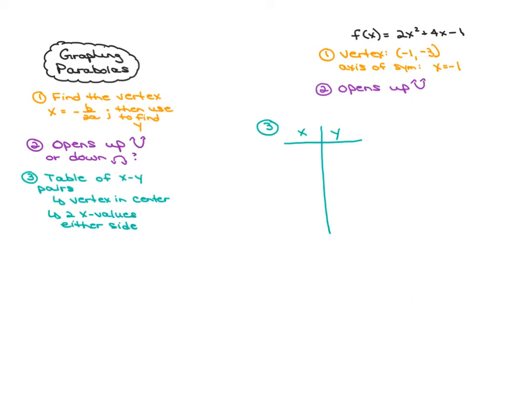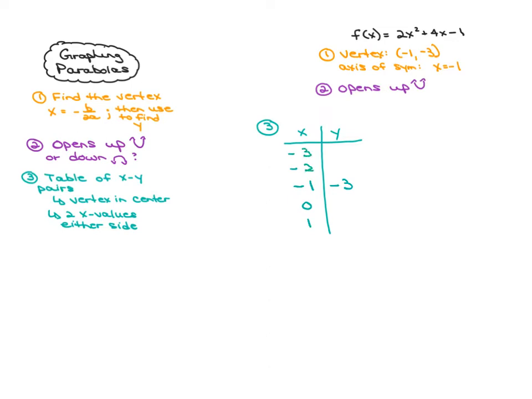The next step is going to be to create a table of xy pairs. These xy pairs are going to be points that we're going to be able to plot when we actually graph the parabola. Now, a good strategy is to use symmetry and patterns to make this as easy as possible. I'm going to start by putting the vertex, a point we already know, in the center of the table. And then I'm going to have two x values on either side of that vertex. So I'm also going to include 0 and 1. And going in the other direction from negative 1, I'll include negative 2 and negative 3.